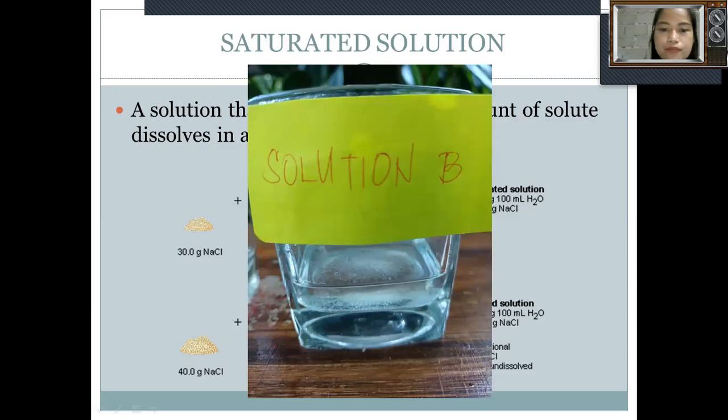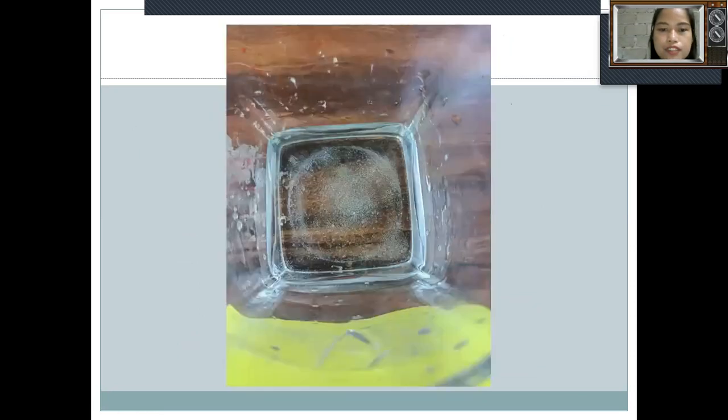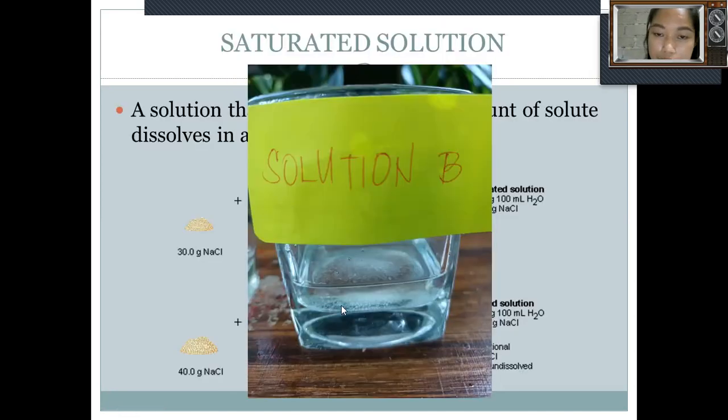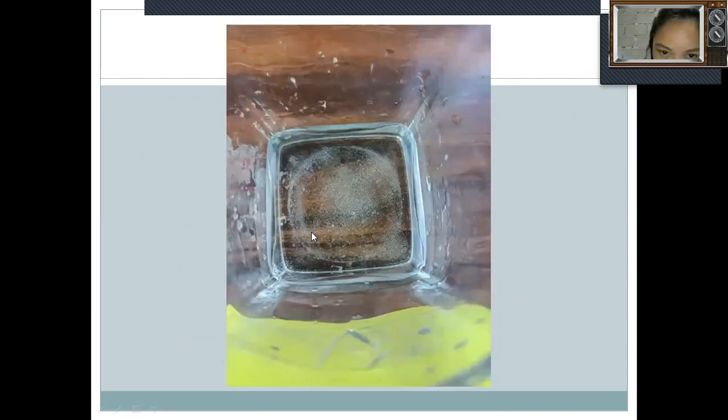The appearance here is still clear, just a little bit white, a little cloudy in appearance, but not too much. So you can see the difference. See, a little bit of cloud. And you can see the sugar undissolved at the bottom of the glass, okay?